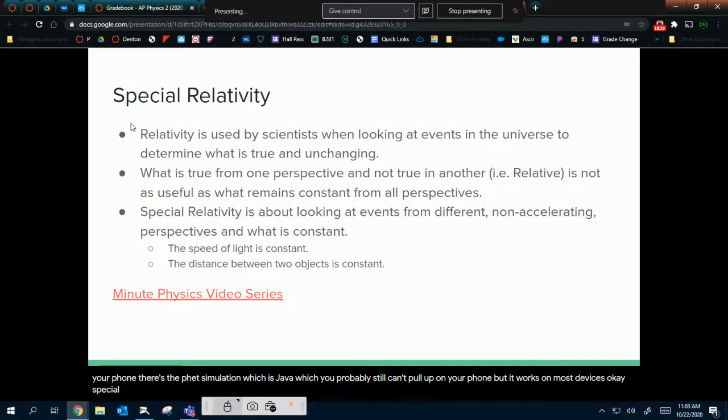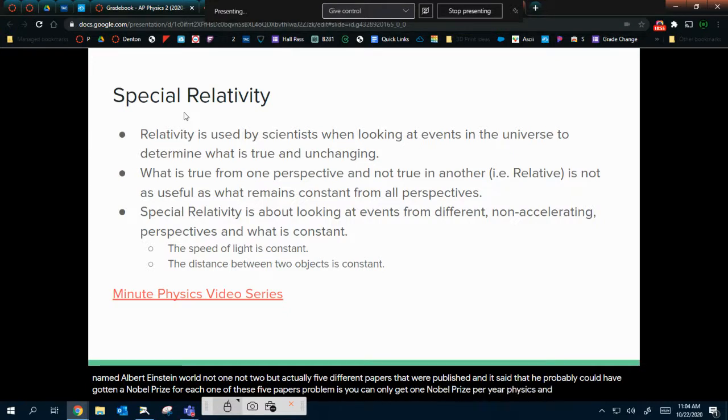Okay, special relativity. Unfortunately, we don't spend much time on special relativity. So let me break it down here. First of all, back in 1905, a dude named Albert Einstein wrote not 1, not 2, but actually 5 different papers that were published. It's said that he probably could have gotten a Nobel Prize for each one of these 5 papers. Problem is, you can only get 1 Nobel Prize per year in physics, and he published all 5 in the same year.